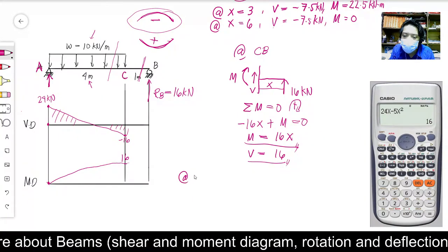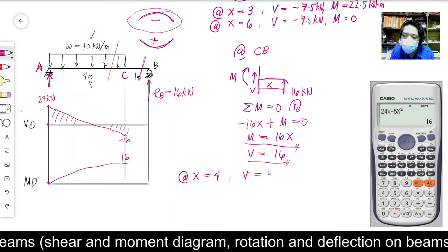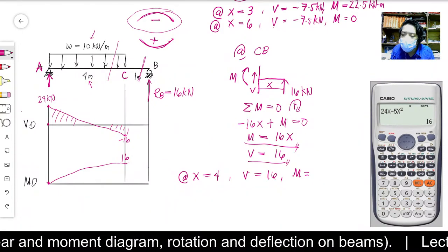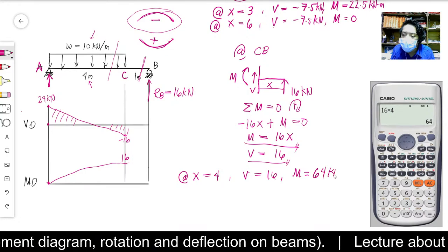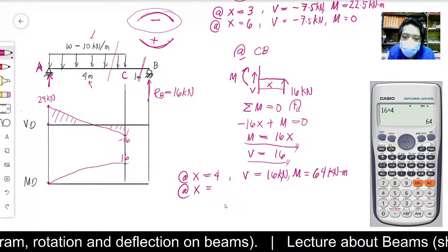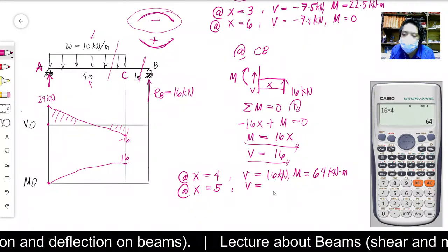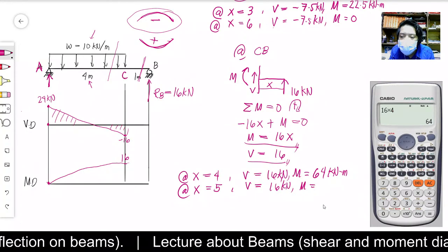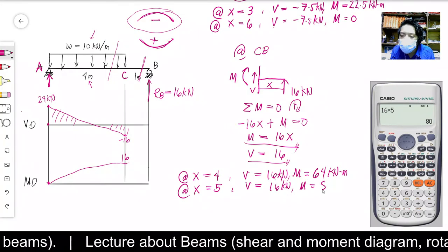At x equal to 4, your shear is equal to 16, and your moment is equal to 16 times 4, that is 64 kilonewton meter. At x equal to 5, your shear is still 16, and your moment is equal to 16 times 5, that is 80 kilonewton meter.